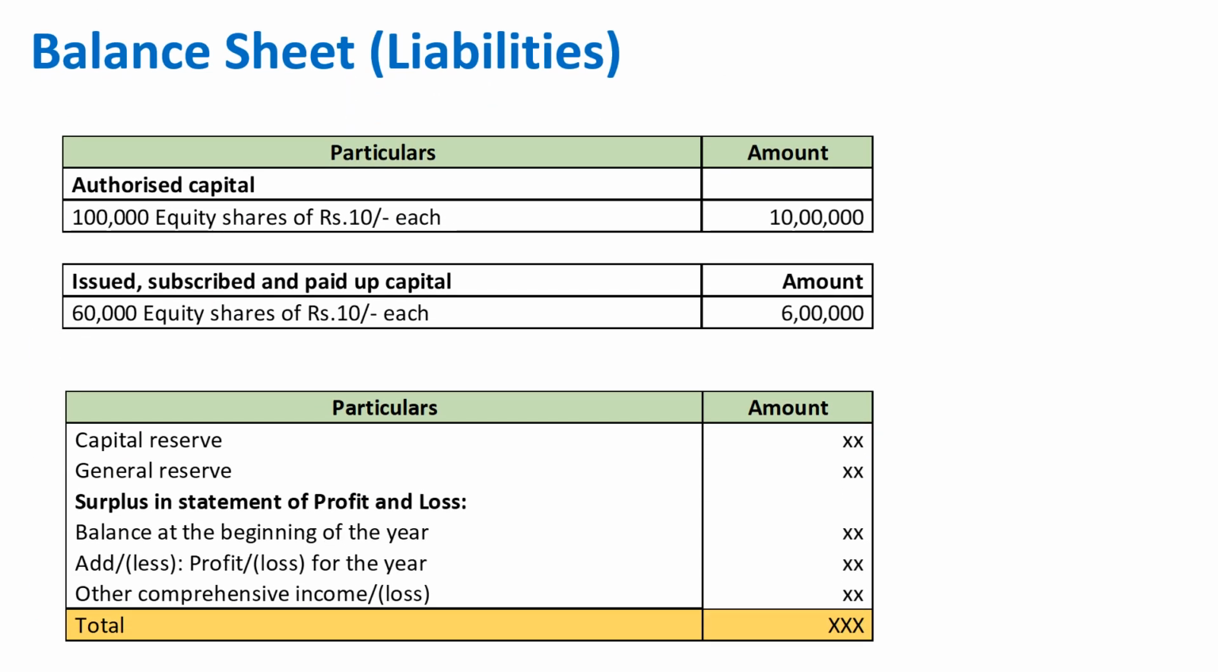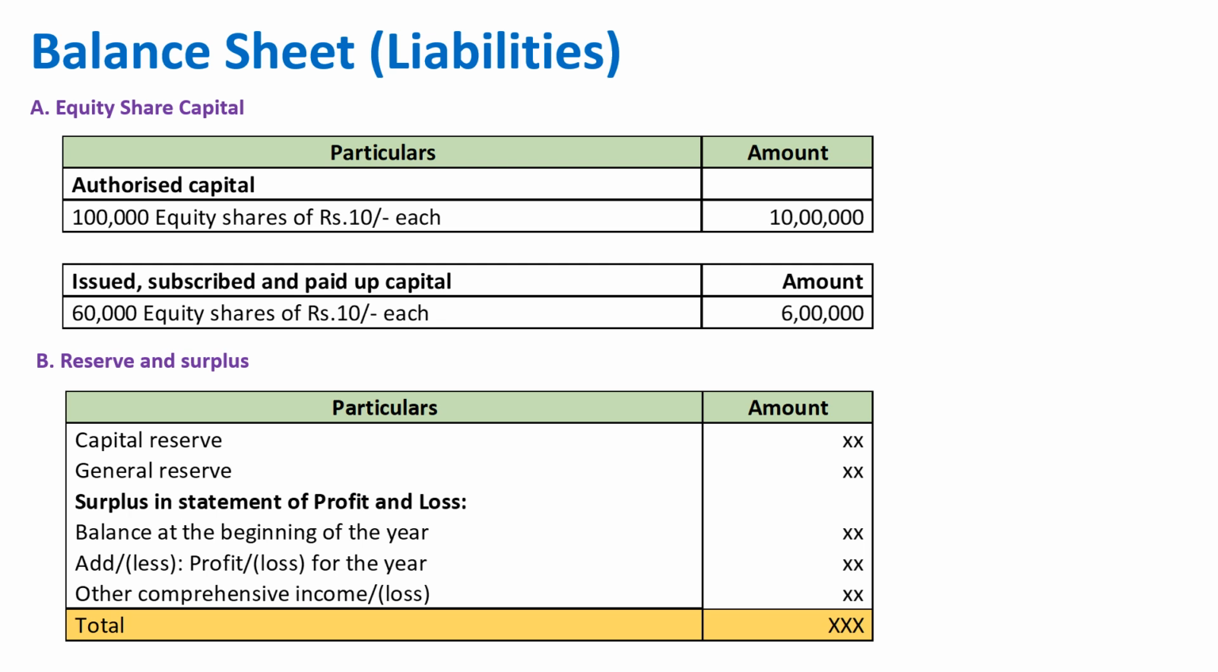The first item which needs to be reported is equity share capital. Under this, you have to report your authorized capital, which is approved by the Ministry of Corporate Affairs. For example, here you have 1 lakh equity shares of 10 each, so 10 lakh rupees will be reported as authorized capital.